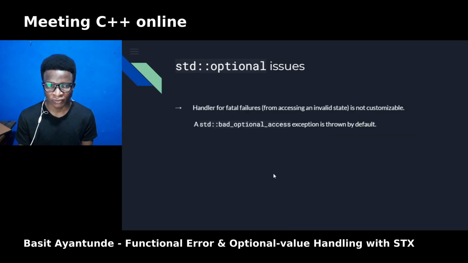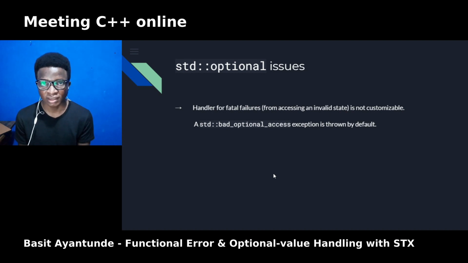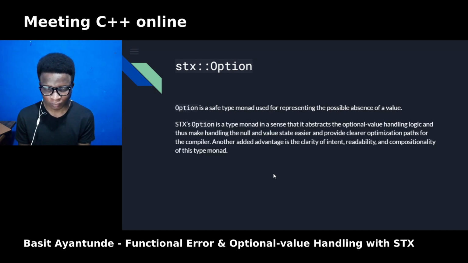Another major issue, I think, which is the major difference I see between these optional implementations, is the handler for fatal failures from accessing an invalid state, i.e. when you try to get a value from an optional that doesn't have a value, the handler is not really customizable. In the std::optional case, it throws a std::bad_optional_access exception by default.